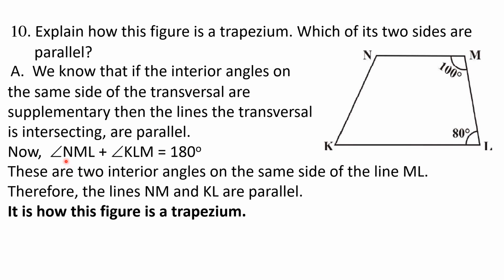So now angle NML plus angle KLM is equal to 180 degrees, because this is 100, this is 80, which is equal to 180 degrees.